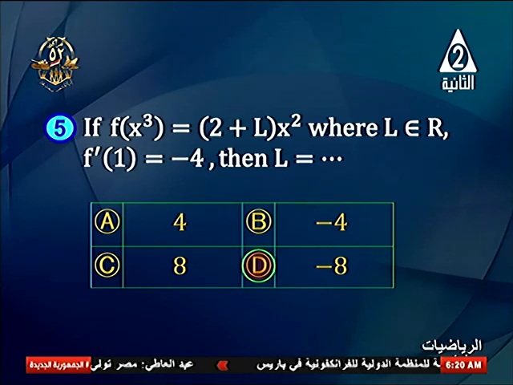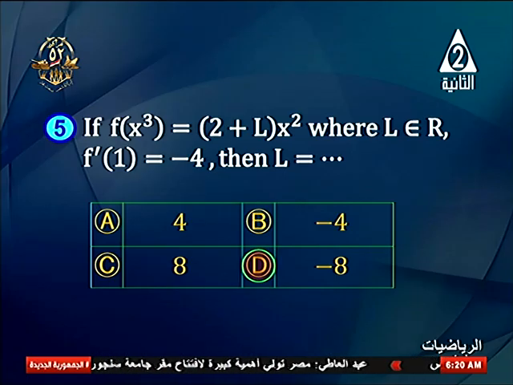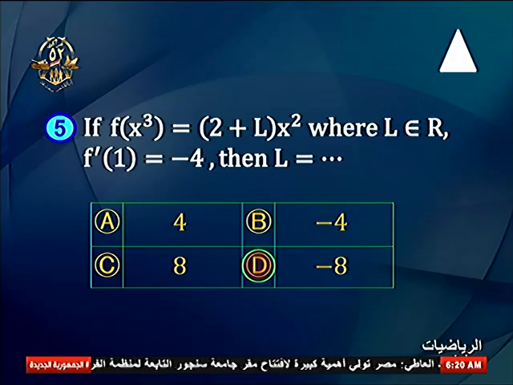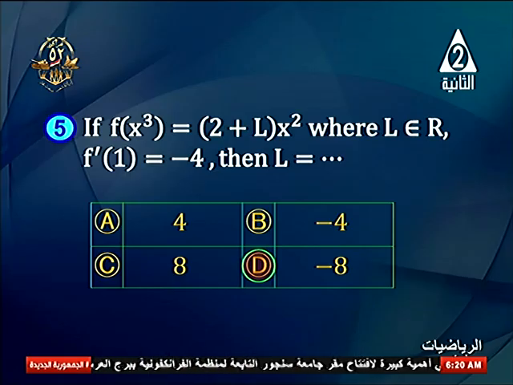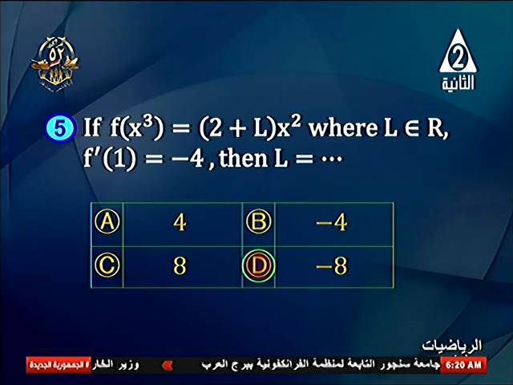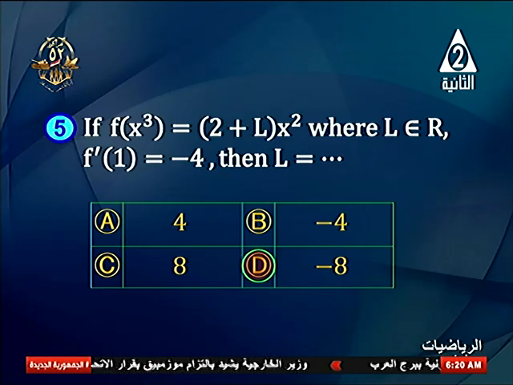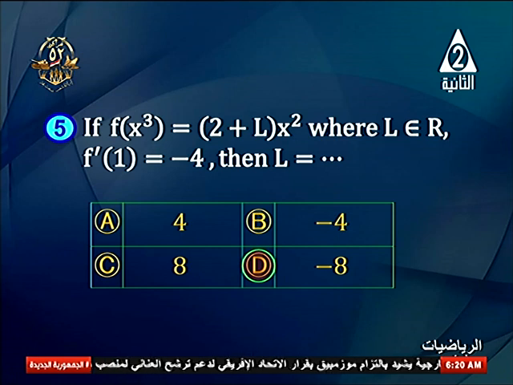Someone may say, if we substitute L equals negative 8, the right-hand side equals negative 6x squared. After that, f of x power 3, don't forget, equals f dash x power 3 multiply 3x squared. By putting x equals 1, then we find L equals negative 8.